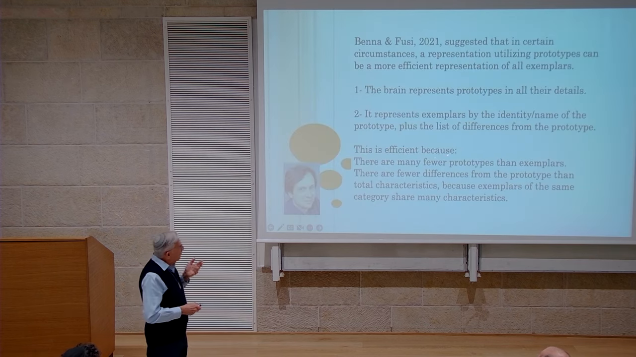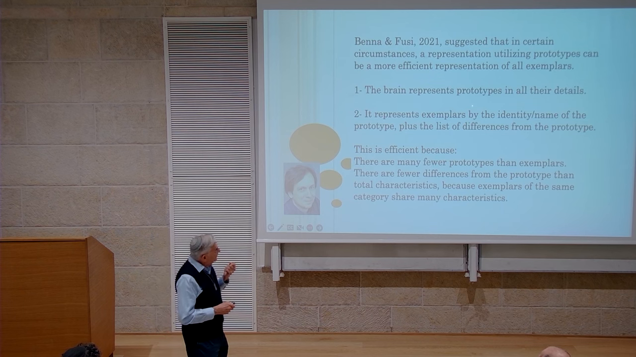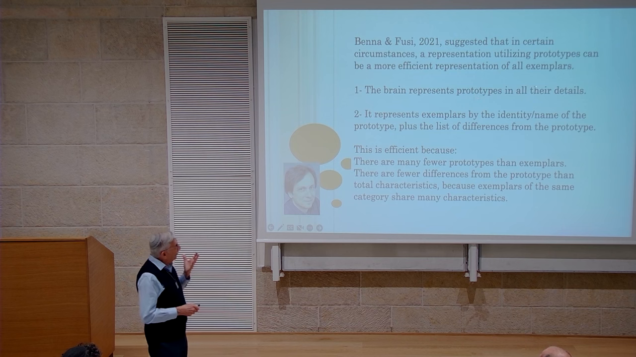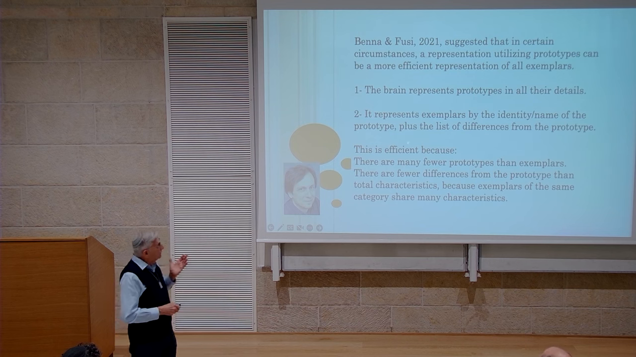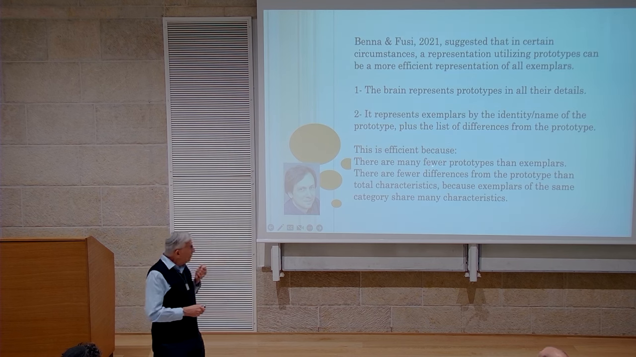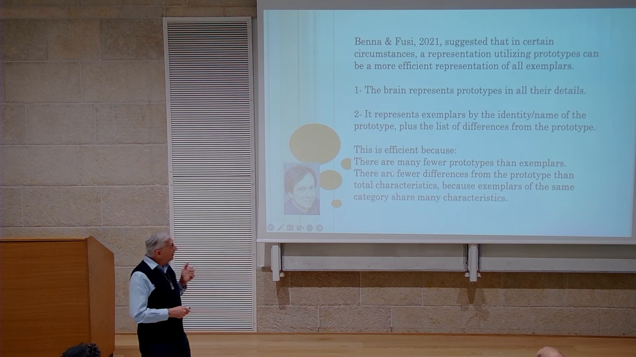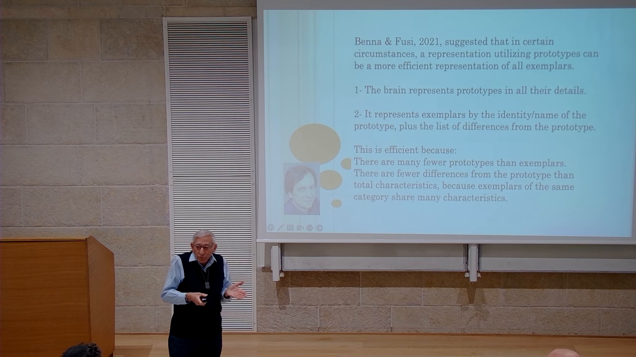And this will be true because of two things. The brain will represent the prototype in all its details, and represent exemplars by the identity, the name of the prototype, plus the list of differences. And this is efficient because there are fewer prototypes than exemplars, so you just have to represent them in their details. And there are fewer differences from the prototype because it belongs to the same category, therefore there are fewer differences.